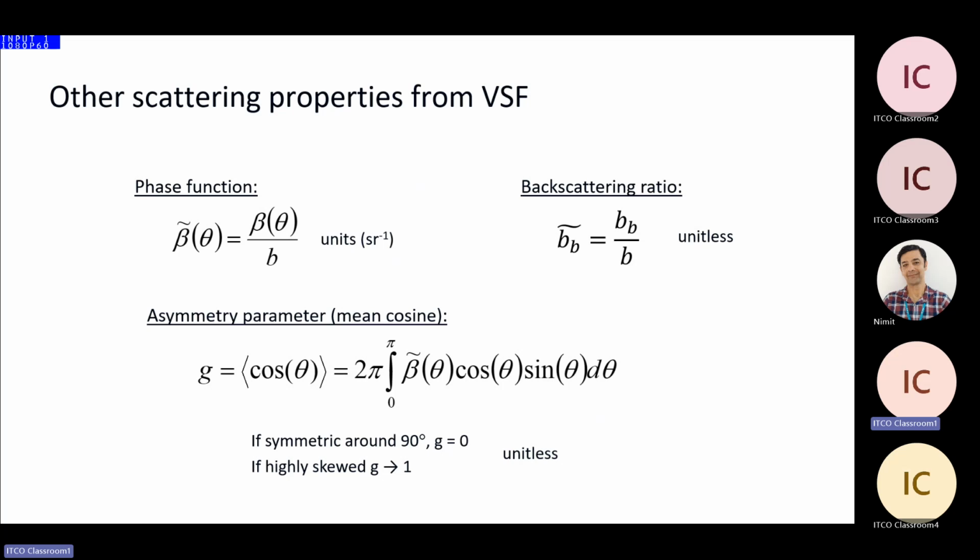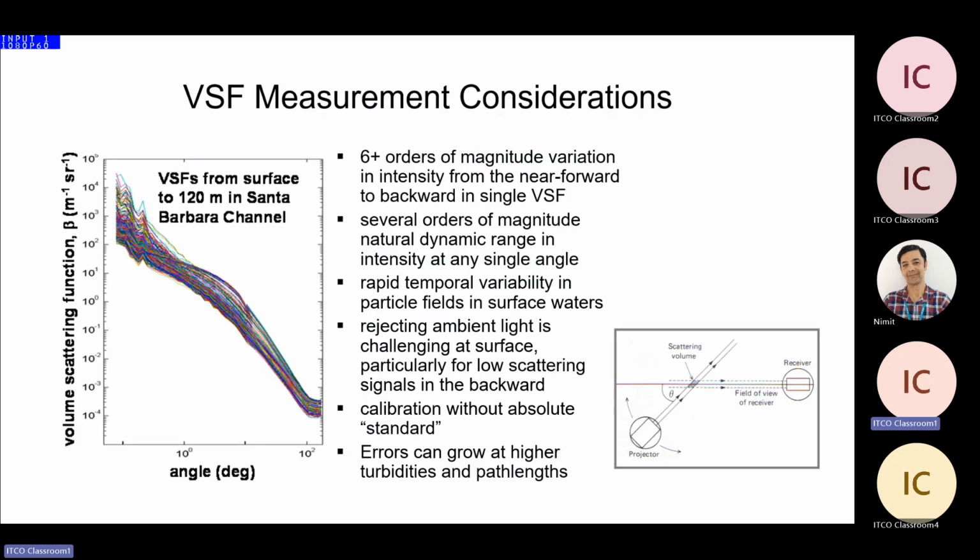So if it's symmetric around 90 degrees, this G parameter is 0. If it's highly skewed in the forward direction, it approaches an asymptote of 1. In the ocean, almost in every single case, we're highly skewed towards 1. So these G parameters are usually always greater than 0.9, typically like 0.94 to 0.96, somewhere in that range.